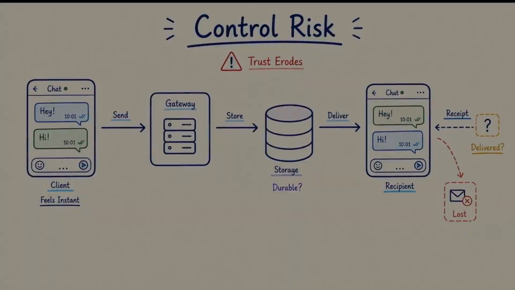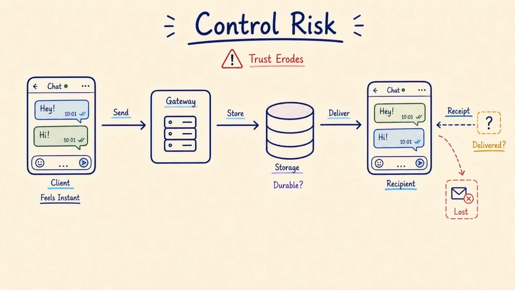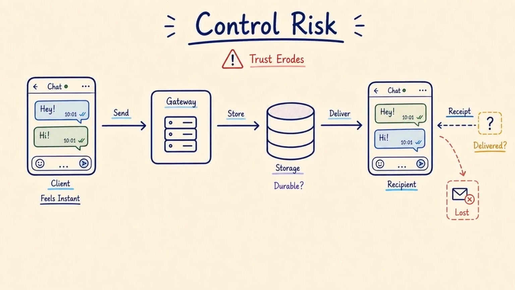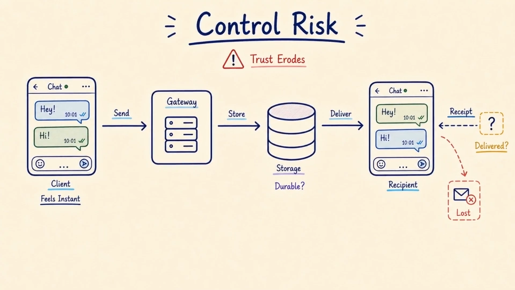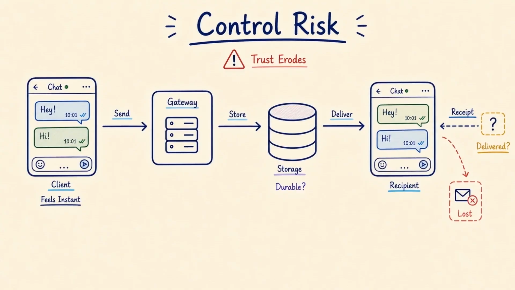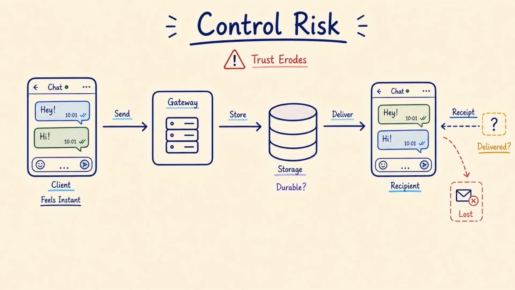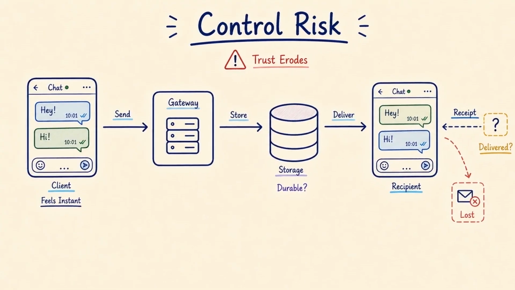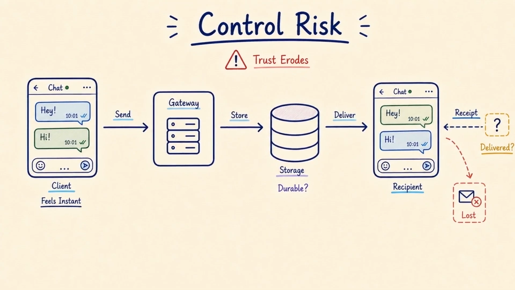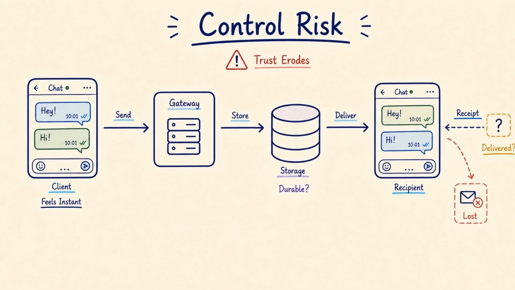And then comes the part junior diagrams almost always skip. Without durable storage and delivery semantics, a real-time UI can feel fast while still losing trust. That is where production-grade thinking separates itself from feature demo thinking.